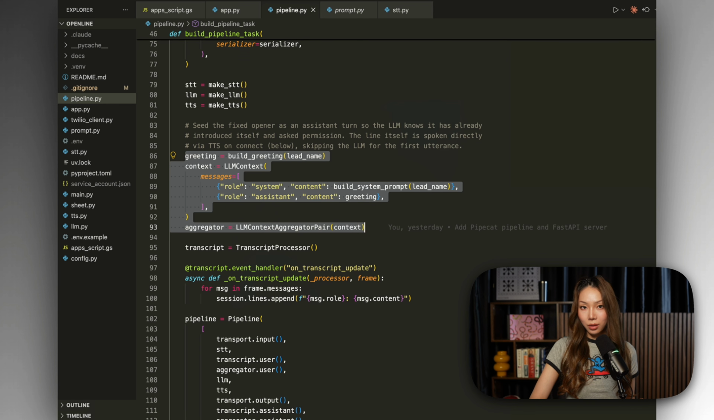How does it remember the conversation then? Let's take a look at the pipeline. This one trips up almost everyone the first time, so stay with me. The language model has no memory.